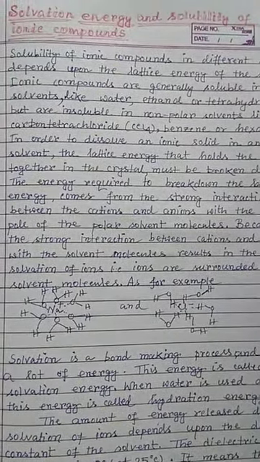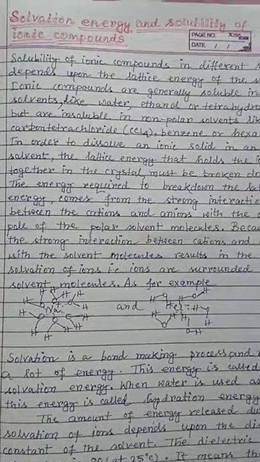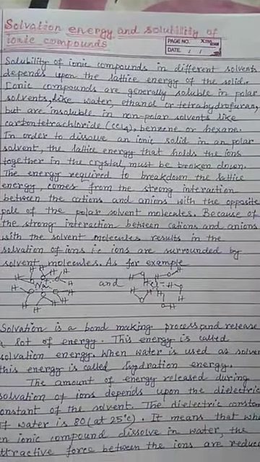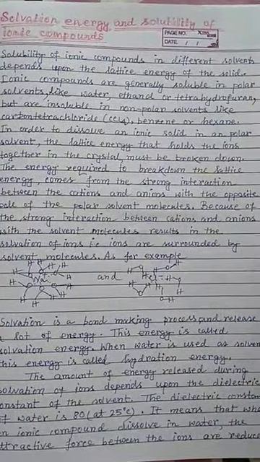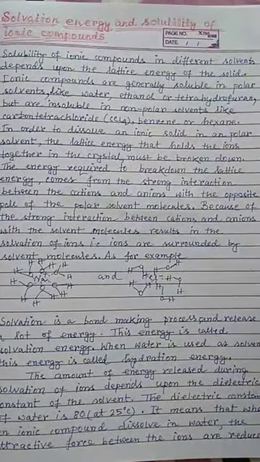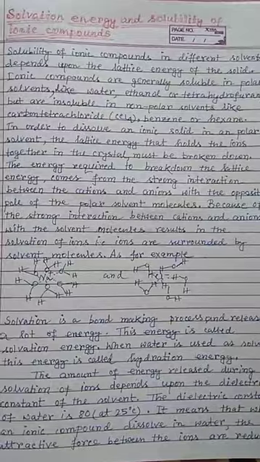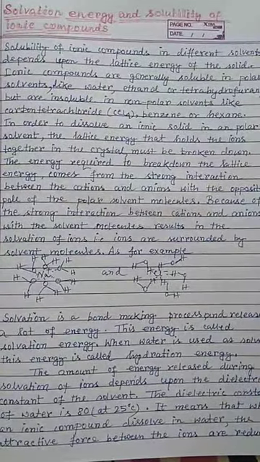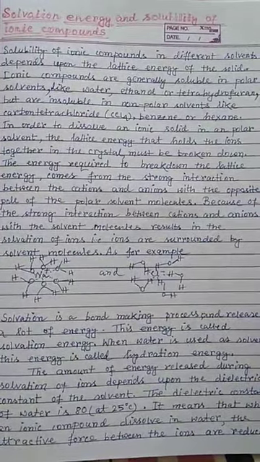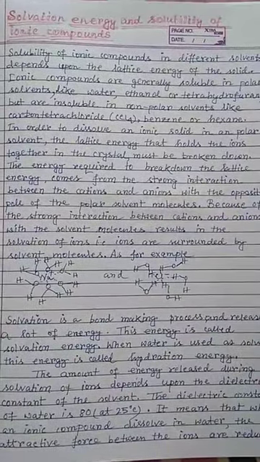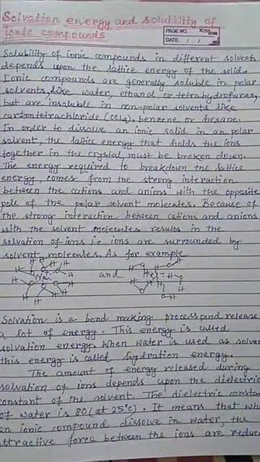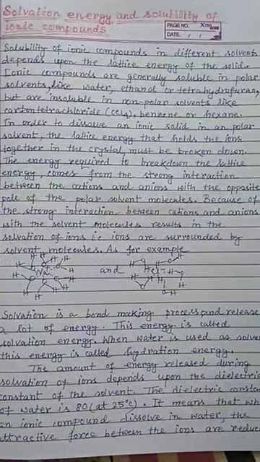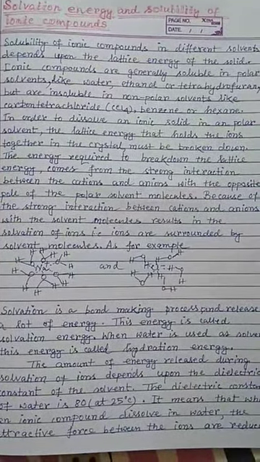Okay. So the solubility of an ionic compound in different solvents depends upon the lattice energy of the solid. So ionic compounds are generally soluble in polar solvents like water, ethanol or tetrahydrofuran, but are insoluble in non-polar solvents like carbon tetrachloride, benzene or hexane. Now, in order to dissolve an ionic solid in a polar solvent, the lattice energy that holds the ions together in the crystal must be broken down.